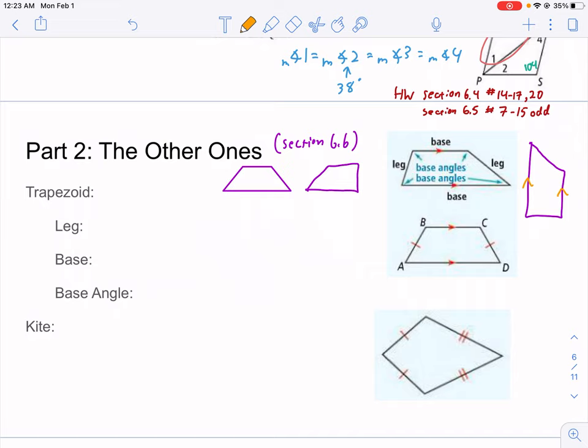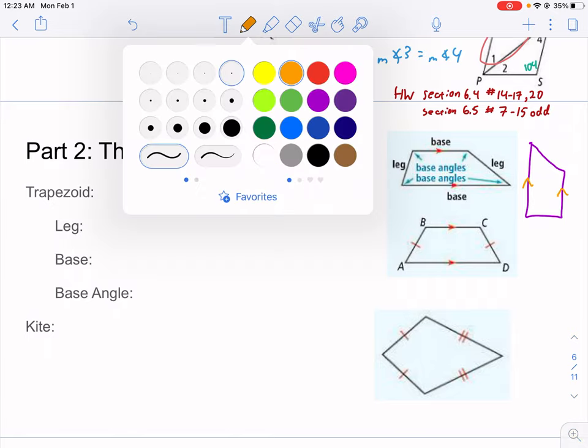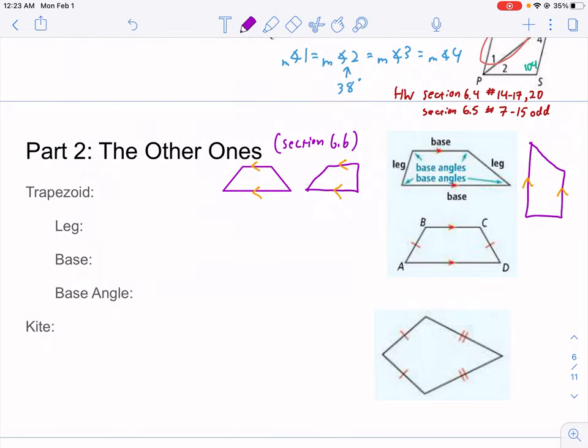a parallelogram was defined as a quadrilateral with two pairs of parallel sides. A trapezoid has only one pair. In fact, a trapezoid has exactly one pair of parallel sides. If a quadrilateral has two pairs of parallel sides, then it's a parallelogram. If it has one, it's a trapezoid. If it has none, then it's neither of those things. We just call it a quadrilateral.